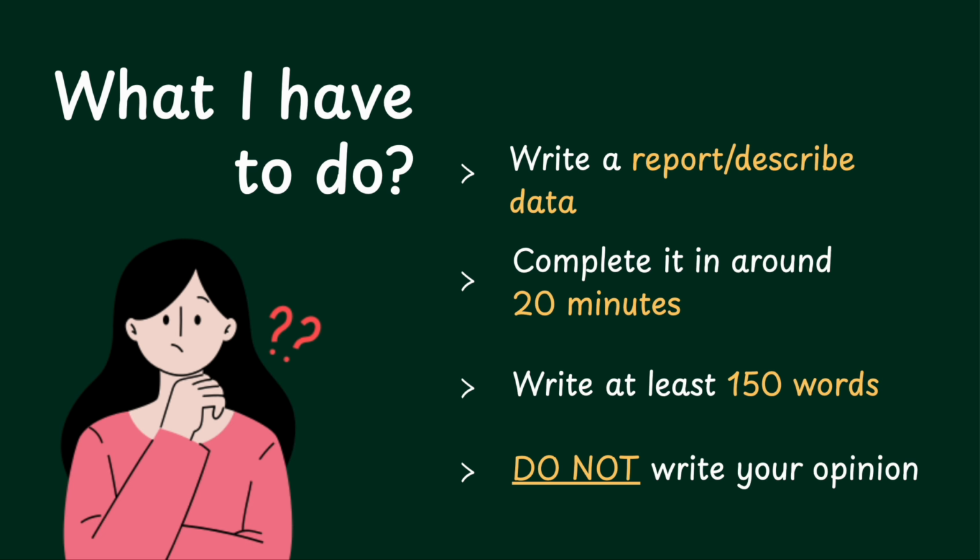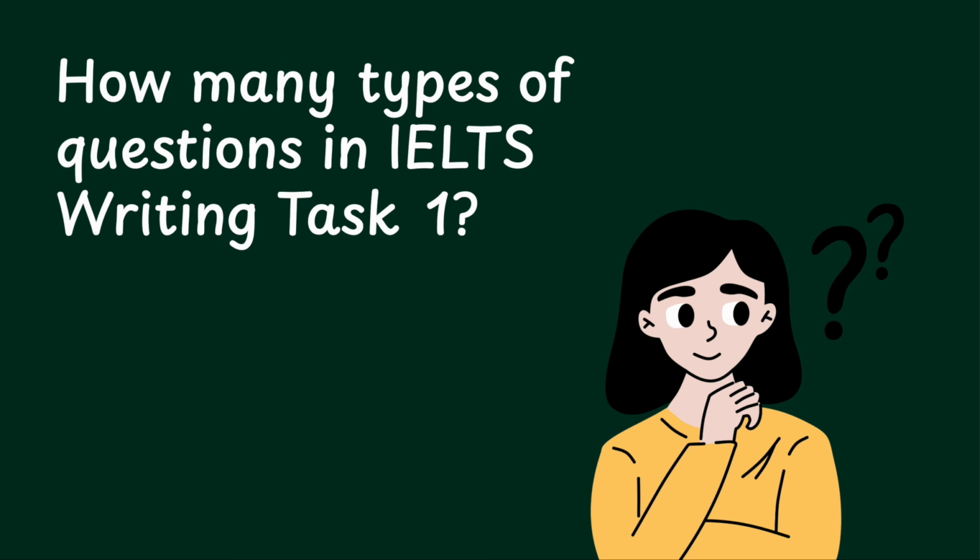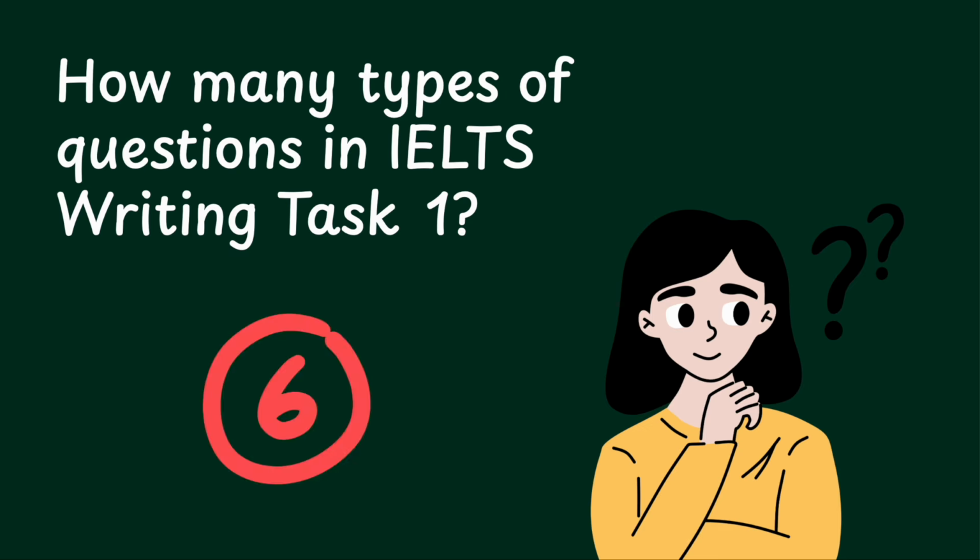Next, how many types of questions are there in IELTS Writing Task 1? Do you have any idea? Well, you might be surprised. The answer is about 6. And yes, we need to practice all of them. Okay? And I'll show you all of the question types here.